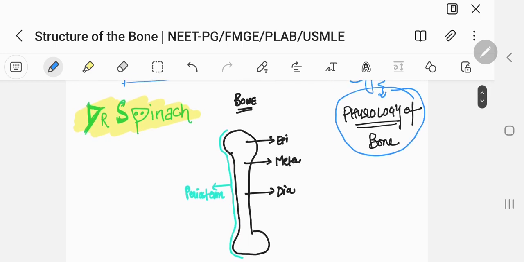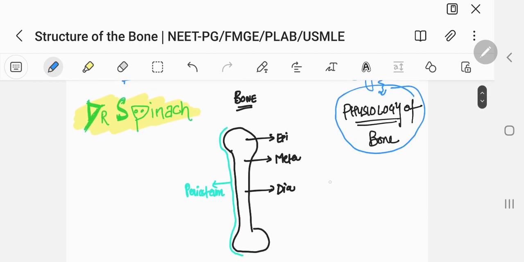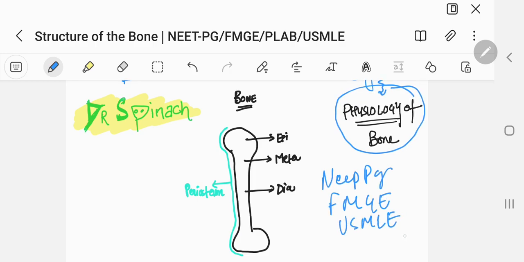Now, before I move further, let me tell you one important thing. All of what I'm teaching right now is very high yield for NEET-PG examinations, FMGE examinations, as well as USMLE examinations, okay? I've not mentioned PLAB here because PLAB usually asks clinical questions rather than basic questions. But it is always good to understand the basics of a subject, right? So without further ado, let's start.